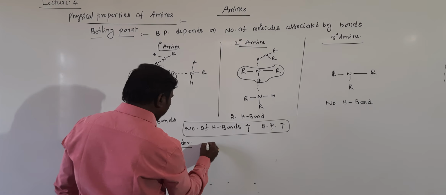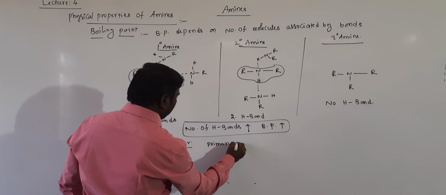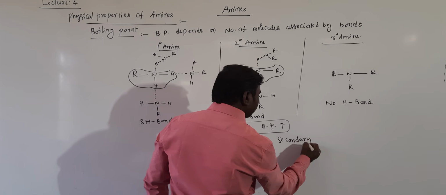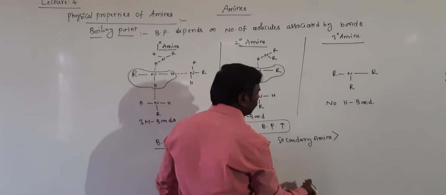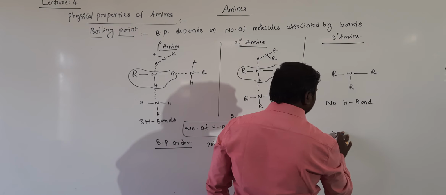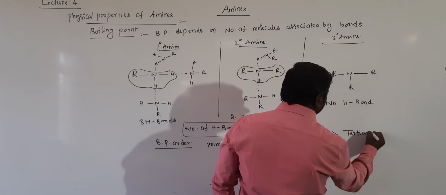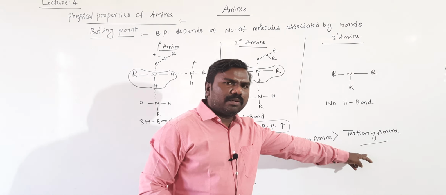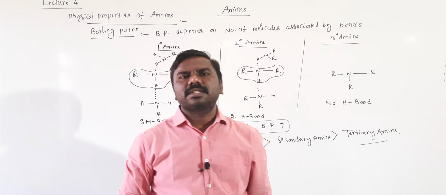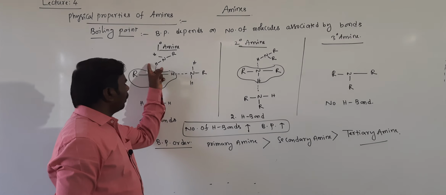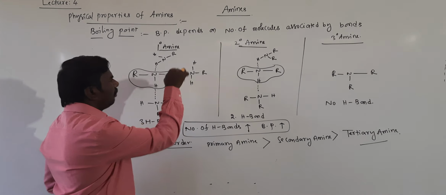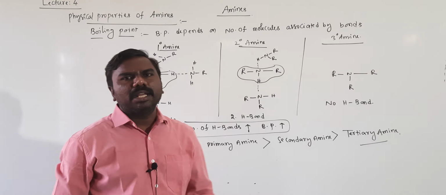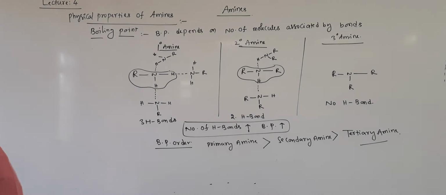is, that is, primary amine greater than secondary amine greater than tertiary amine. In tertiary amine there is no hydrogen bond, that's why it is easy to boil at a lower temperature. In primary amine there are more hydrogen bonds. To break all of these while boiling you need more temperature, so that's why the boiling point is very high, right? This is about the boiling points.